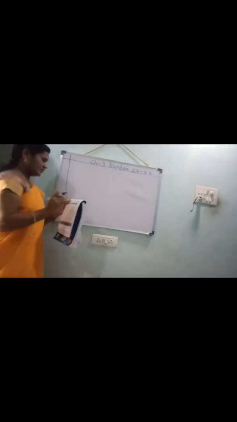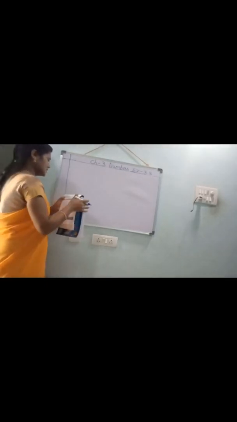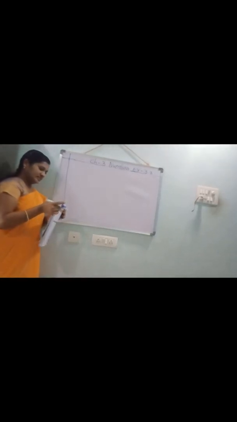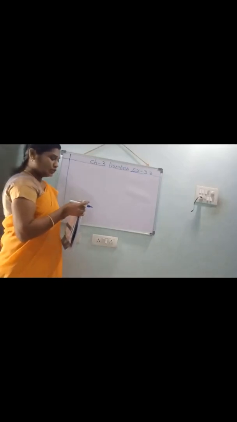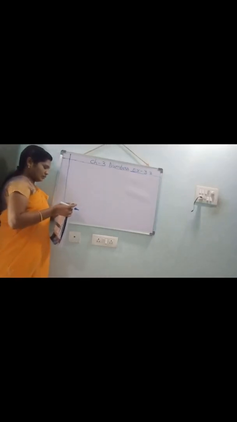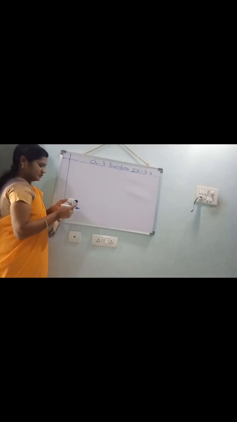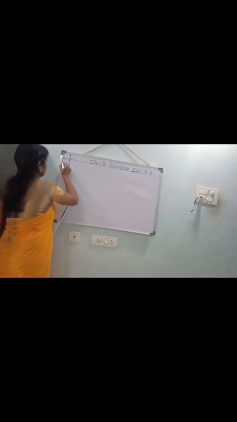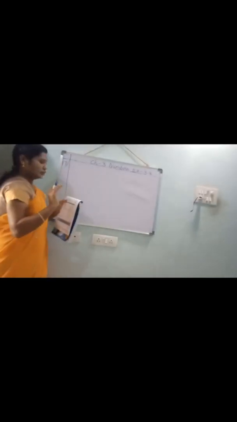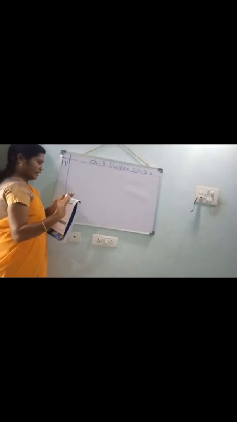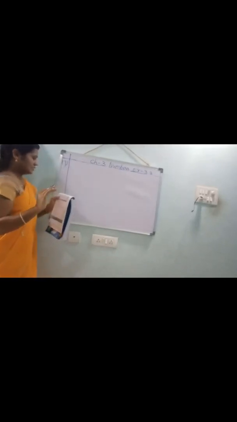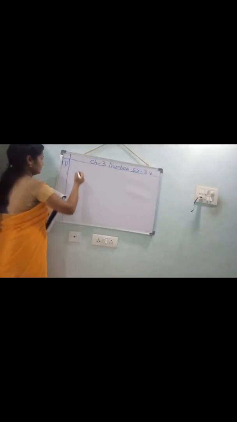Yes, take out the 17th one. Form the largest and smallest 3-digit numbers using the digits 2, 6 and 4 only once. Okay. 17th one. What do you have to use? You should use 2, 6, 4 and write the smallest and greatest numbers.